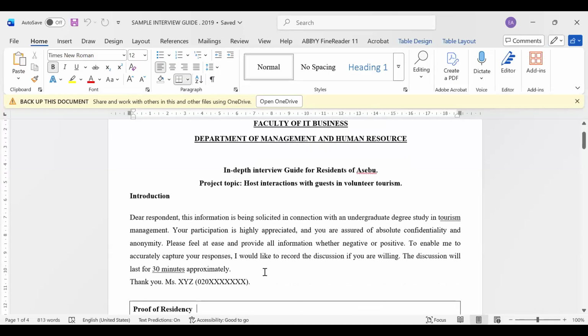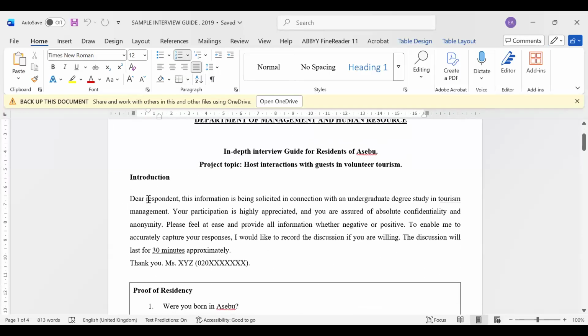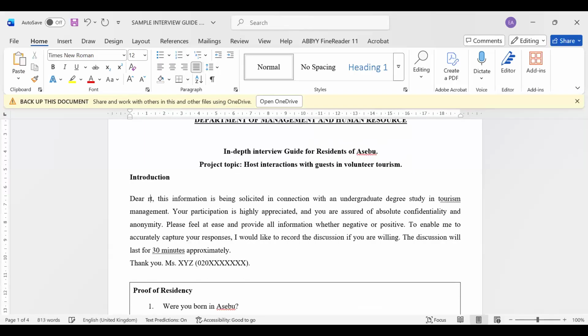Then the introduction, similar to the one we just saw for the questionnaire. For qualitative people, we use the word participant. For quantitative people, we use respondent. So I've just made that change over here. We should ask permission explicitly to record. If they indicate yes, you can go ahead. If they indicate no, then you just have to rely on writing notes throughout the interview.